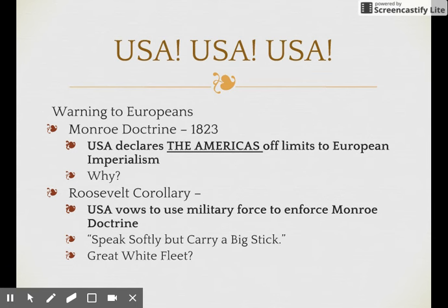Well, in the early 1900s, President Theodore Roosevelt is going to add something to it called the Roosevelt Corollary. And in that Roosevelt Corollary, he's going to say the USA will use military force to enforce the Monroe Doctrine. And one of his big sayings is speak softly, but carry a big stick. We're going to talk a little bit more about what that means in class.